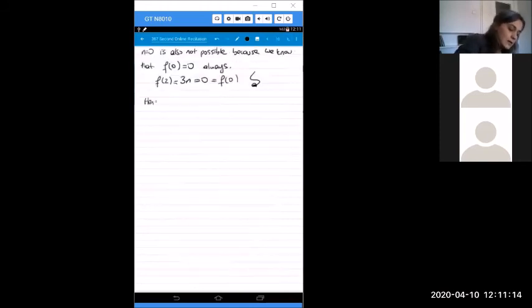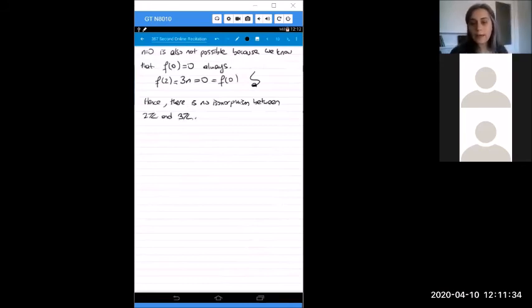Hence, there is no isomorphism between 2z and 3z. Okay? Any problem? So these two rings, 2z and 3z, are not isomorphic rings. Any problem? Any suggestion?